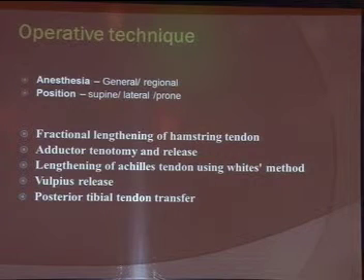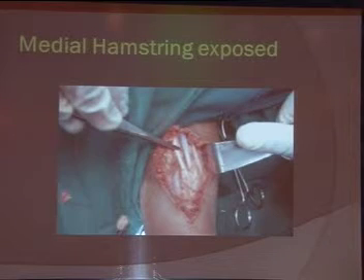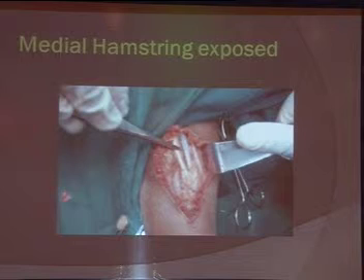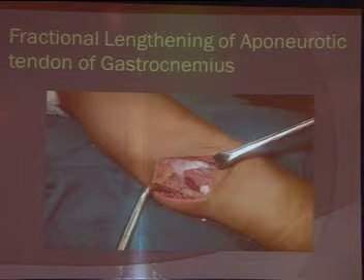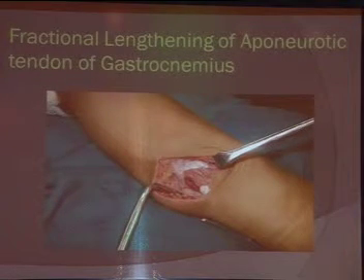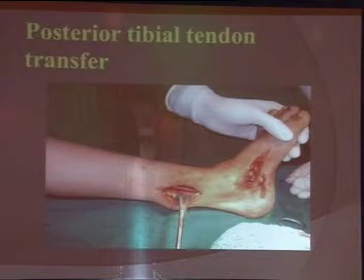In the operative technique, we performed functional lengthening of the hamstring tendon, adductor tenotomy and release, lengthening of the Achilles tendon using the White method, vertical release, and posterior tibial tendon surgery. In this slide, we see the medial hamstring exposed for lengthening. This picture shows the adductor tenotomy and release of the adductor fascia. Here is the lengthening of the aponeurotic tendon of gastrocnemius, with an inverted V-shaped incision. There is a posterior tibial tendon transfer, attached at the third cuneiform.